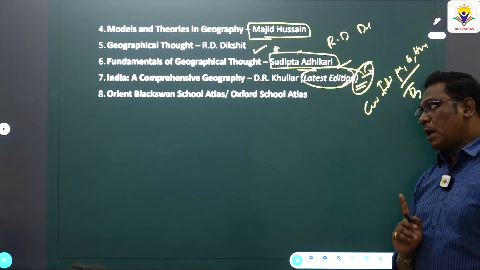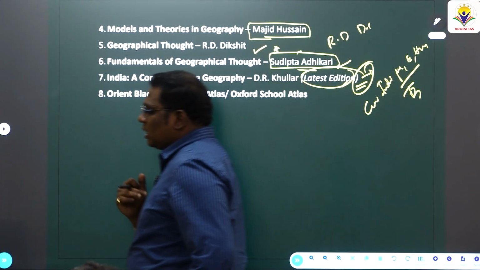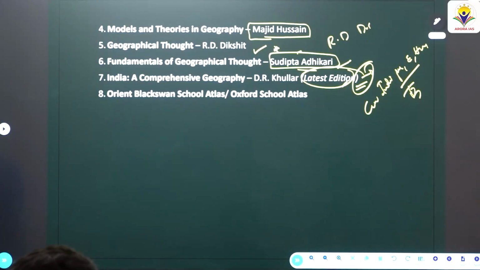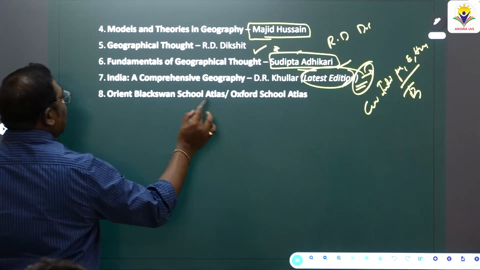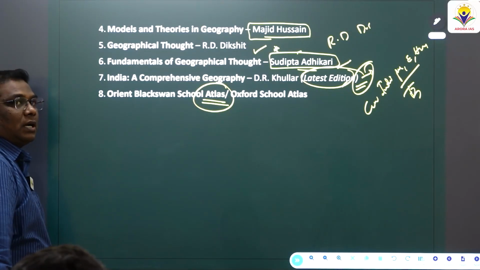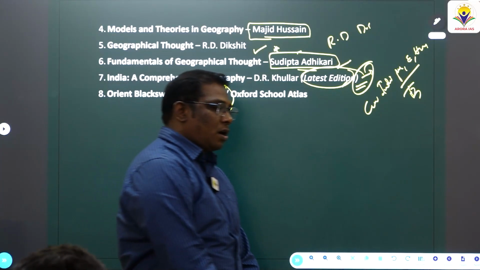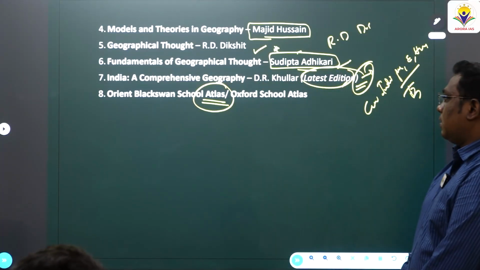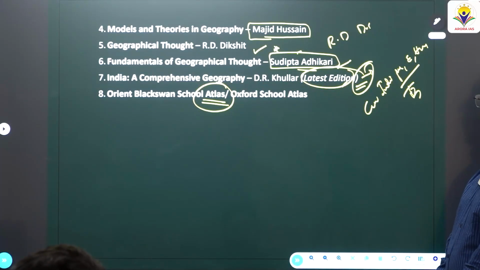But anyhow, I'm again telling you, the material has been compiled from D.R. Khullar sir's book, so it is not necessary. And along with that, you should have an Atlas. Atlas is like a mobile phone for a geography optional student. It should always be with you.